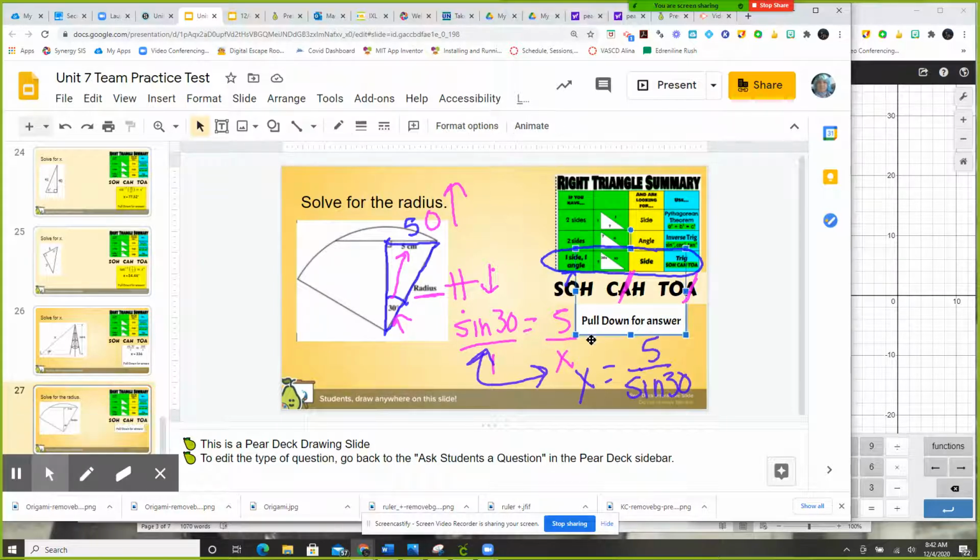Put that in your calculator. Hopefully you got 10. Did you get 10? Cheers from the gallery. Yay!